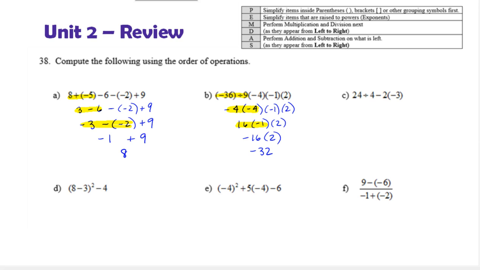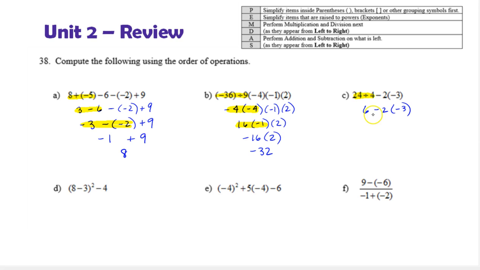Let's look at the next one. So here we have division, subtraction, and there's multiplication between these two numbers. So remember, first we do any multiplication or division left to right, and then we'll do any addition or subtraction. So first, we'll do this division because it's first on the left. So now we have 6 minus 2 times negative 3.